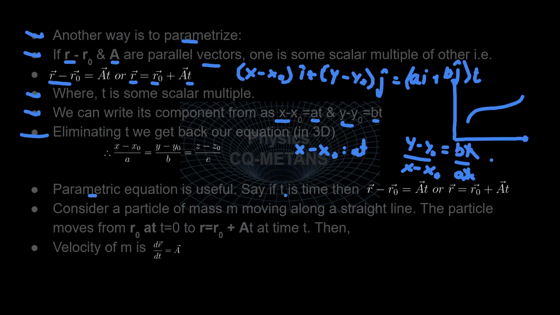Now say if t is this parameter t, we call it time. So this equation will become this. Rearranging this equation, we will get this part. Now if I have a particle of mass m moving in a straight line, that particle starts from r naught at t equals 0 and reaches r equals r naught plus at at some later time t. Then if we differentiate this equation with respect to t, we will get dr by dt equal to a, which is the velocity of that particle.